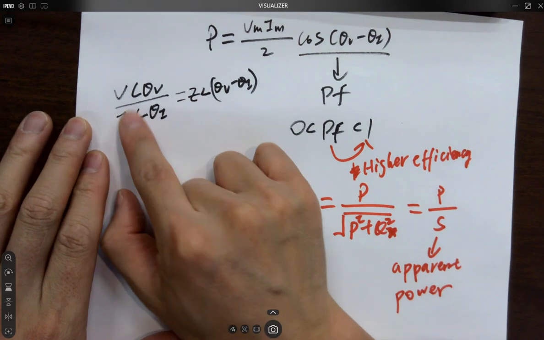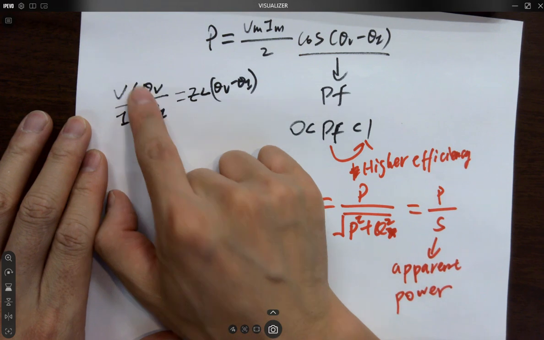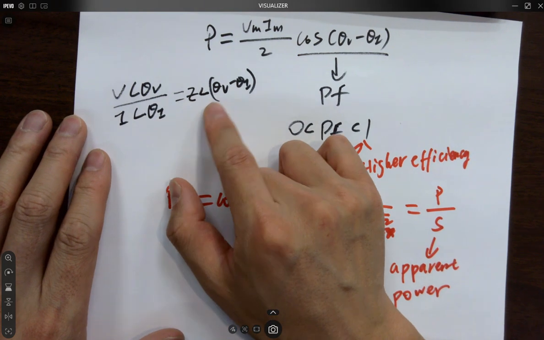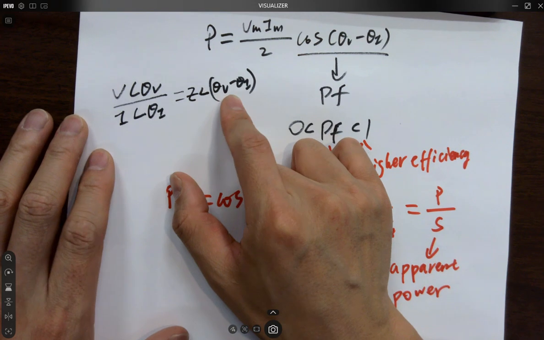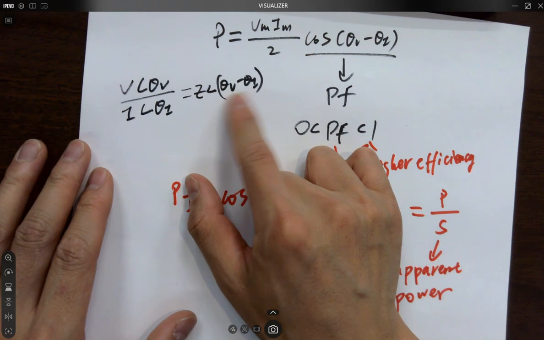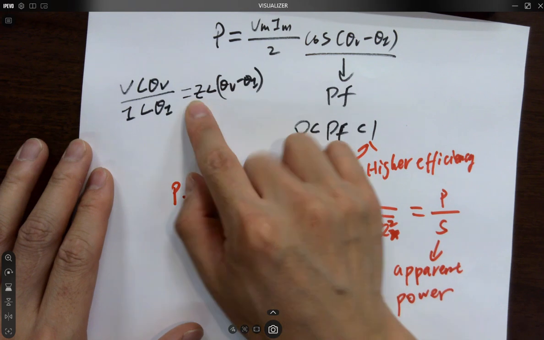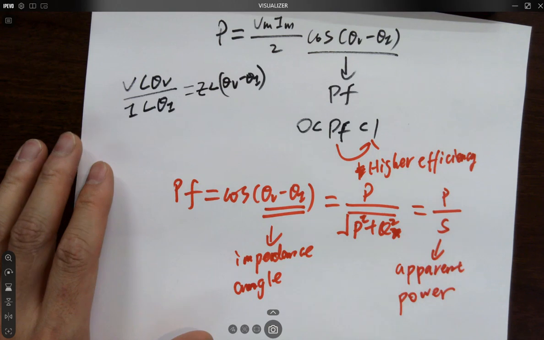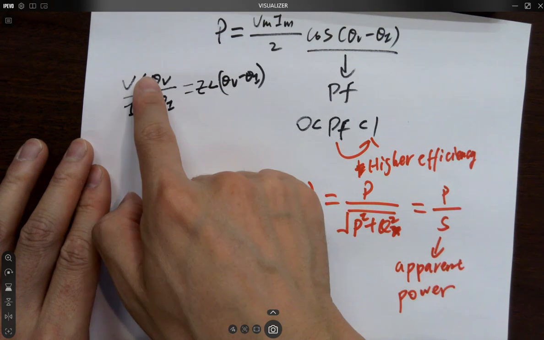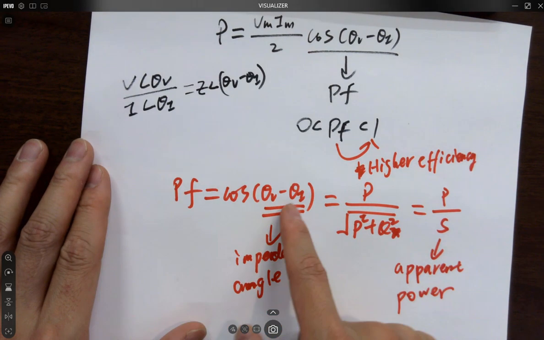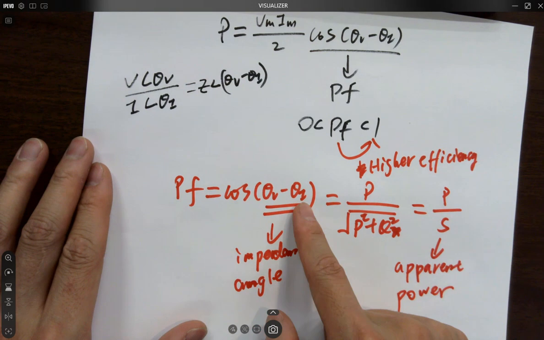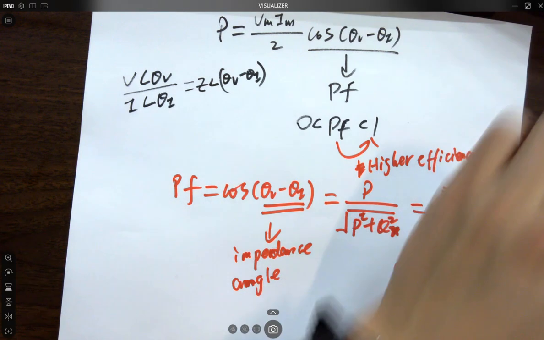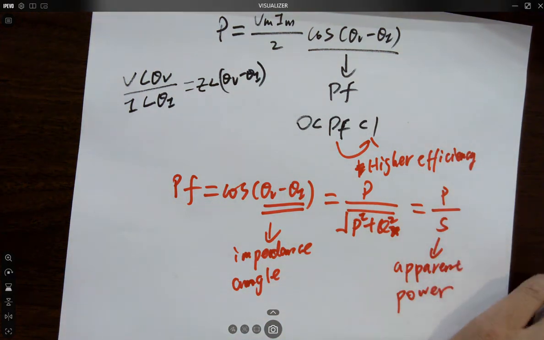So phasor V divided by phasor I gives phasor Z, the phasor impedance. The phasor impedance has an angle here. The angle of the impedance is the angle of the phase difference between V and I. So if you see theta V minus theta I, it's basically the impedance angle. Knowing that will be very helpful.